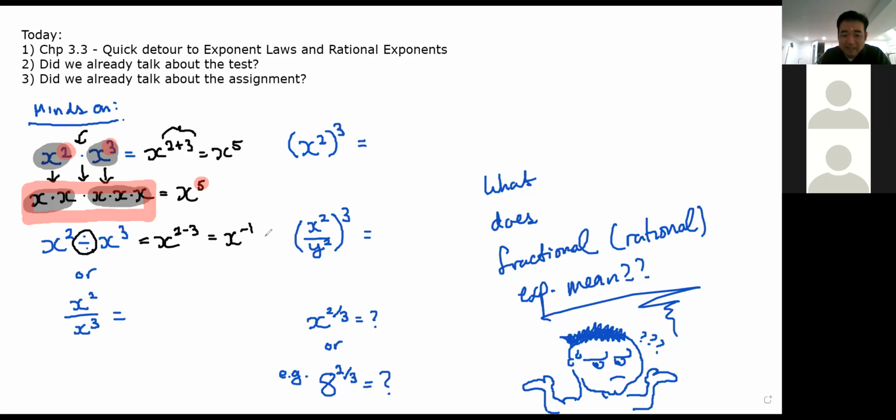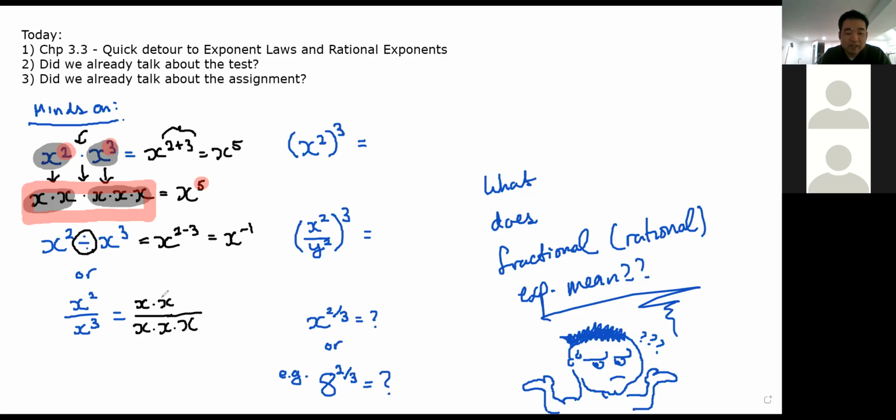Does that make sense? It's like, what? That makes no sense. No, well, it does. Let me argue otherwise. X to the power of 2 is the same as x times x. X to the power of 3 is the same as x times x times x.